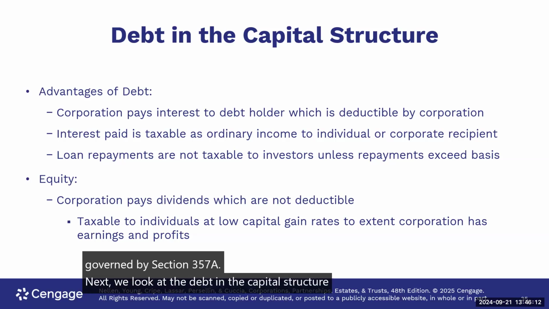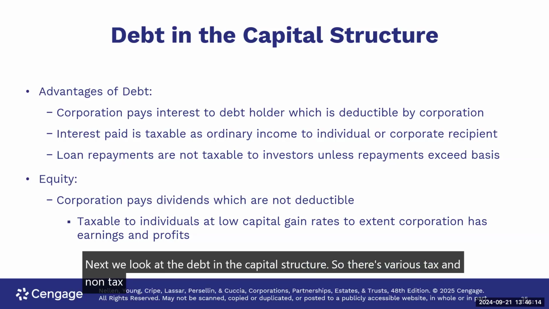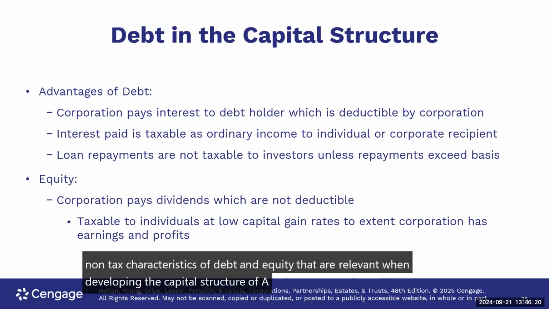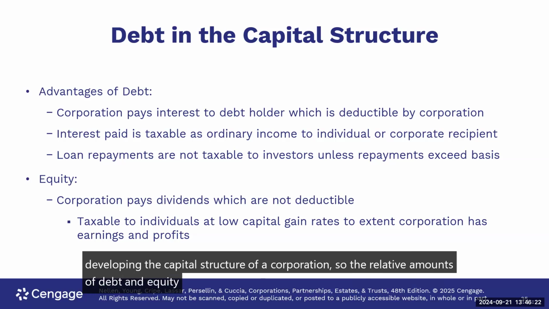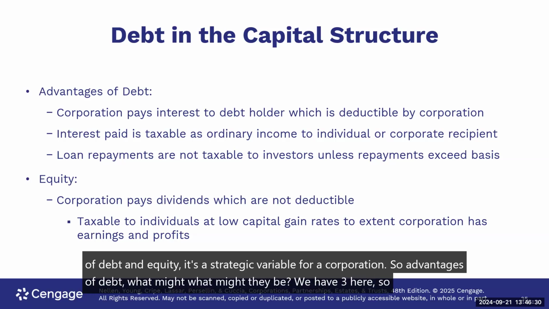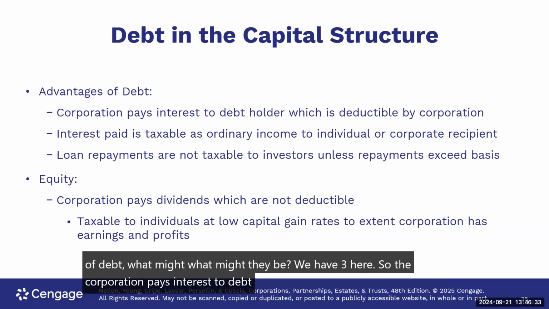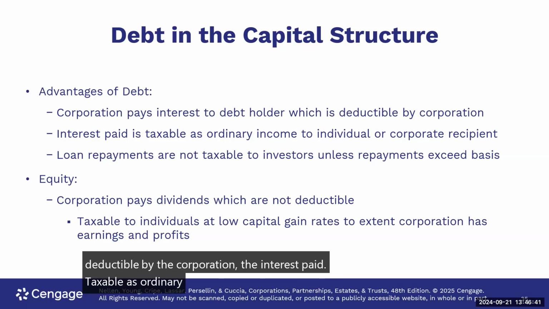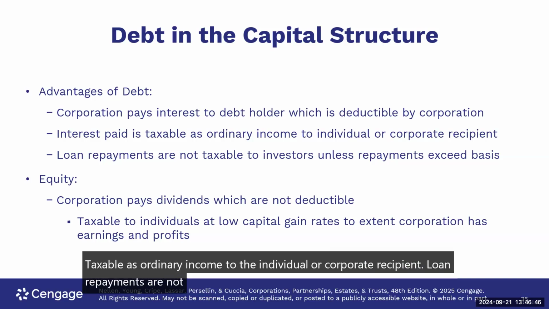Next, we look at the debt in the capital structure. So there's various tax and non-tax characteristics of debt and equity that are relevant when developing the capital structure of a corporation. So the relative amounts of debt and equity, it's a strategic variable for a corporation. So advantages of debt. What might they be? We have three here. So the corporation pays interest to the debt holder, and that interest that's paid is deductible by the corporation. The interest paid is taxable as ordinary income to the individual or corporate recipient. Loan repayments are not taxable to investors unless the repayments exceed the basis.